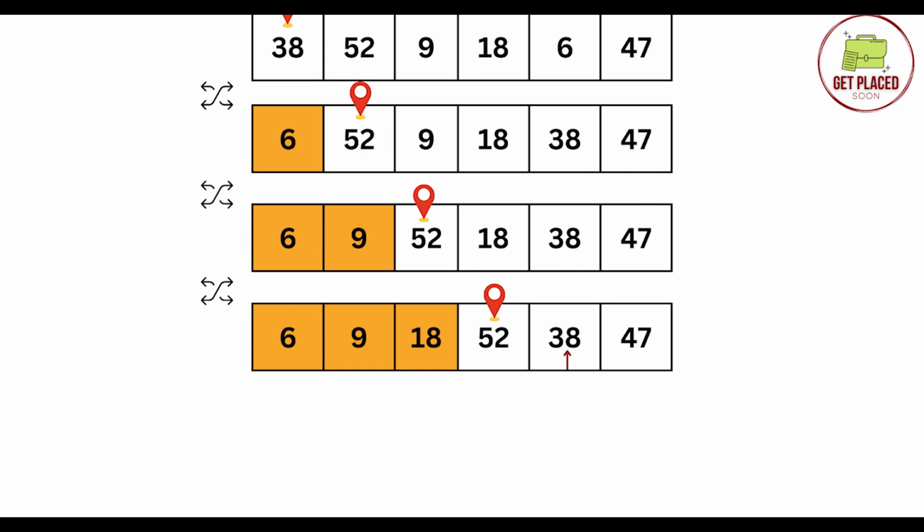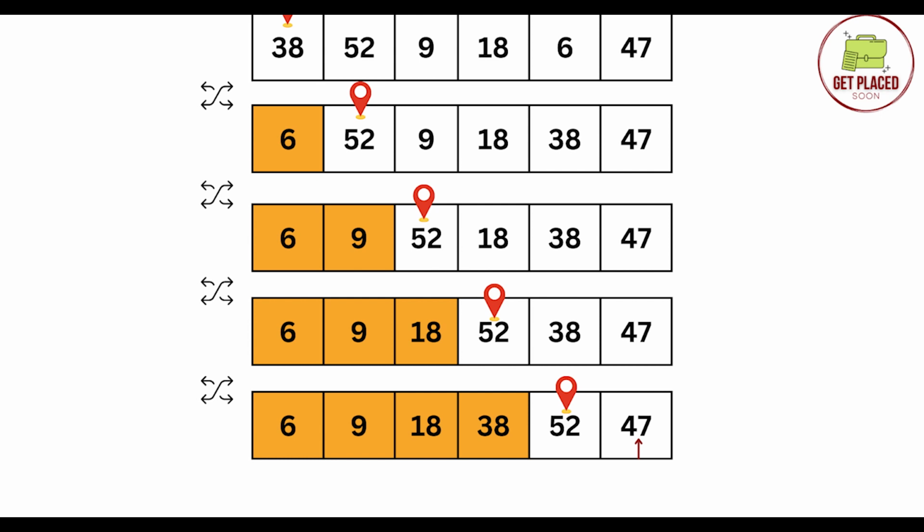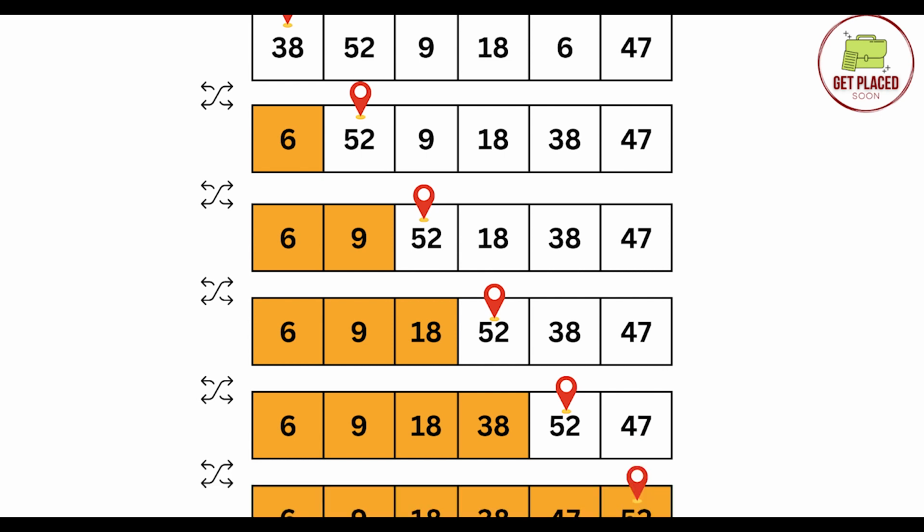Now, 52, 38 and 47 are the part of the unsorted array. Now swapping 52 with the minimum element, that is 38. 38 is shifted to the sorted part of the array. We are left with two elements, 52 and 47. 47 is the minimum element, that's why we shift 47 to the left side. After that 52 comes to the right side. Now all elements in this array are sorted in ascending order. This is how selection sort works.